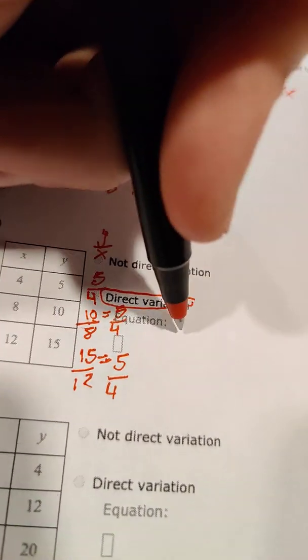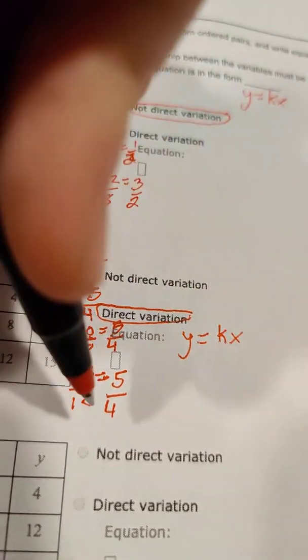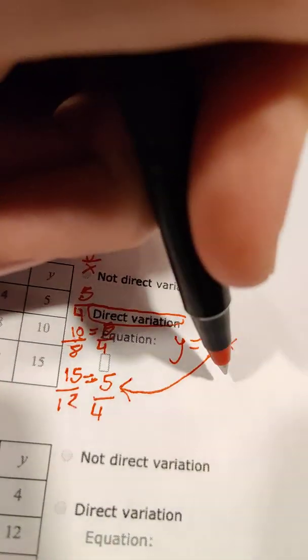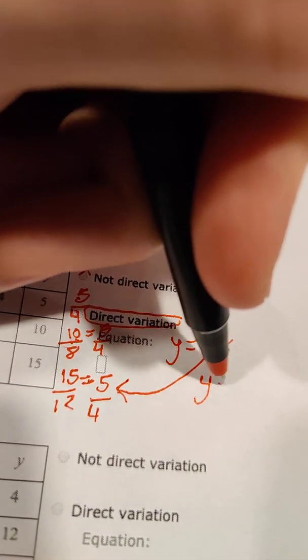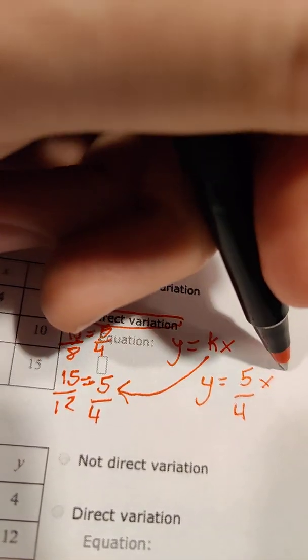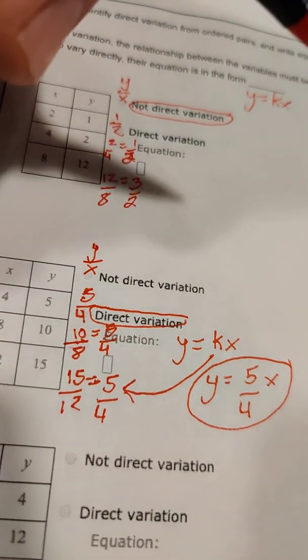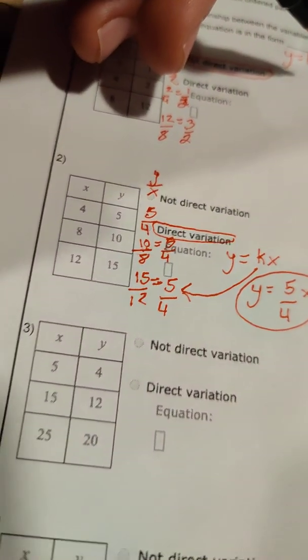And y equals kx is the form of our equation. We know this is our k value, so your answer to the equation is y equals 5/4 x. So it is direct variation, and the equation is y equals 5/4x.